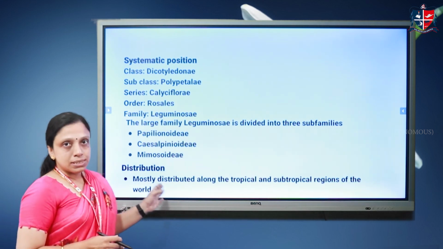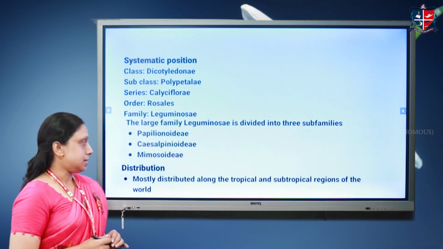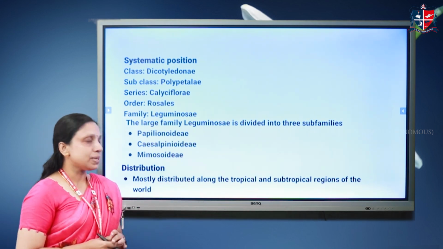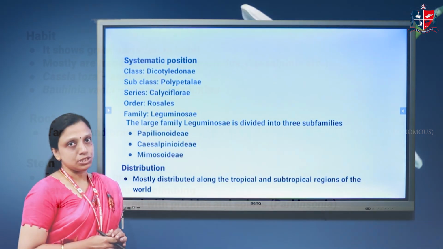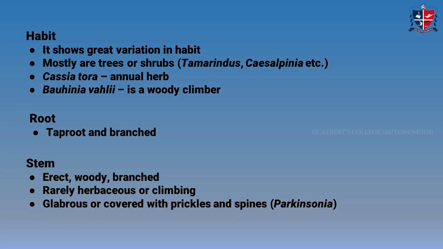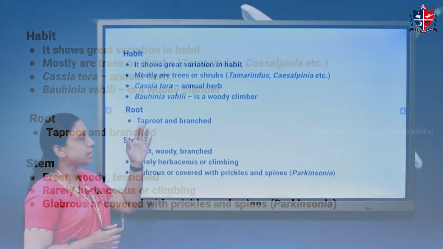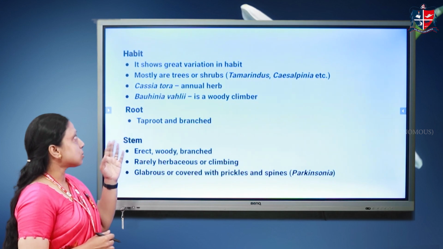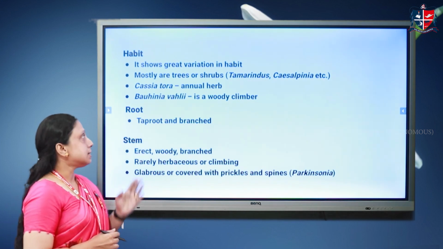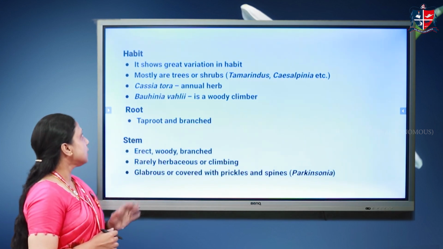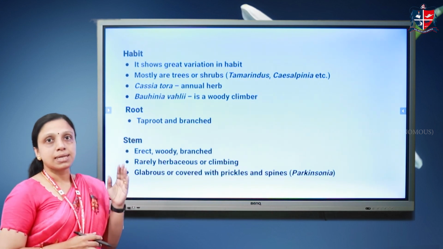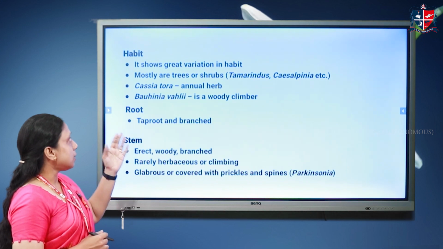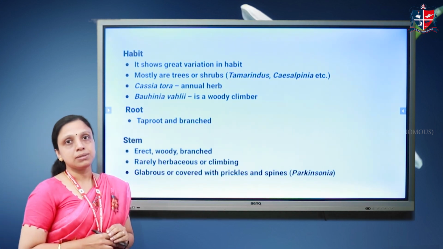So about the distribution of family Caesalpiniaceae, the members are mostly distributed along the tropical and subtropical regions of the world. About the habit, they exhibit great variation in habit. Majority of them are trees or shrubs. Examples are Tamarindus and Caesalpinia. Cassia tora is an annual herb that belongs to this family, and Bauhinia vahlii is a woody climber.